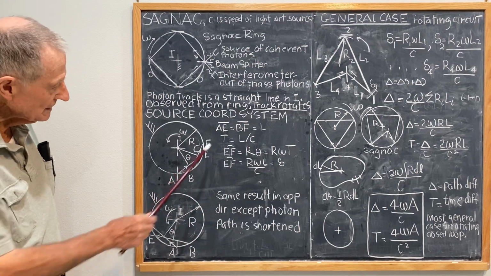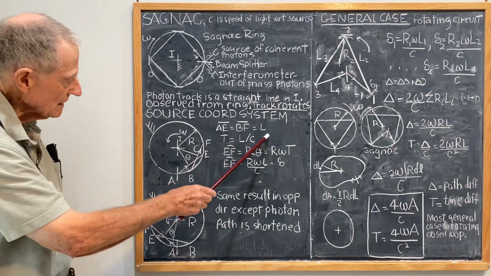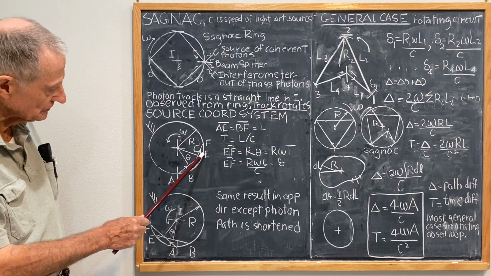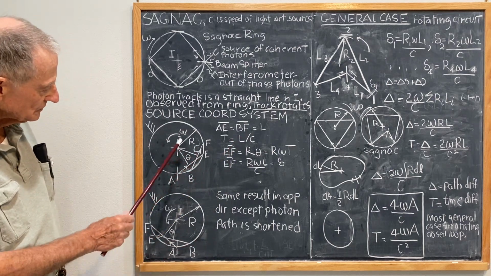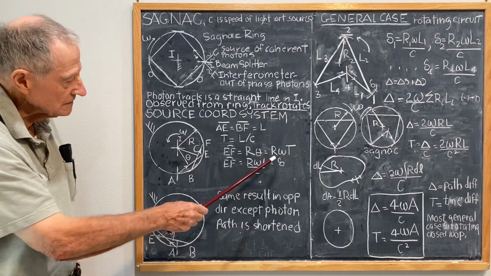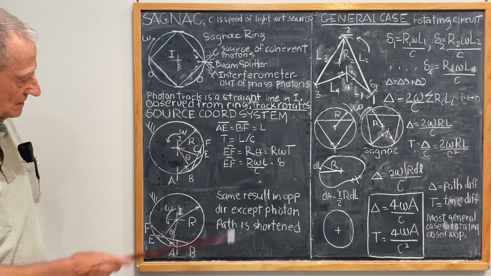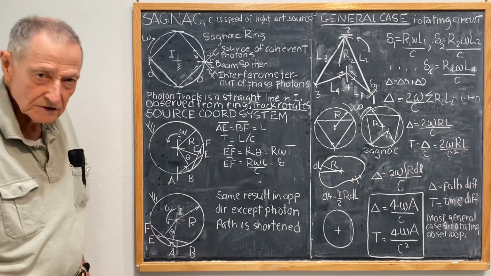Now AE is equal to BF, the length of the track L. T is the time it takes to get from one end of the track to the other, which is L over c. And then EF is equal to R times the rotation angle, and the rotation angle is the angular velocity omega times T. So EF is equal to R omega L over c, which I call delta.